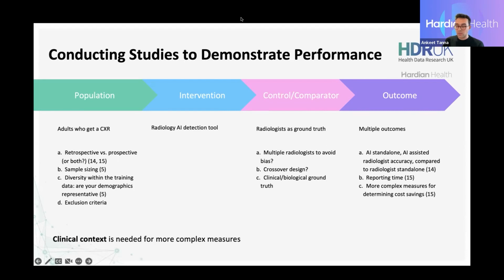So in some cases, harmonic mean outcomes such as F1 or AUC may not necessarily be sufficient to demonstrate the safety of a particular device, whether it's an AI tool or a diagnostic or any sort of analysis tool of any sort of clinical data, ECGs, for example. So clinical context is really important, and thinking about it from a clinical perspective is really important.